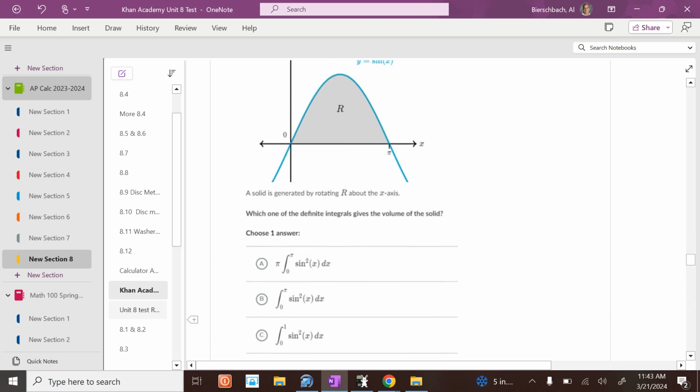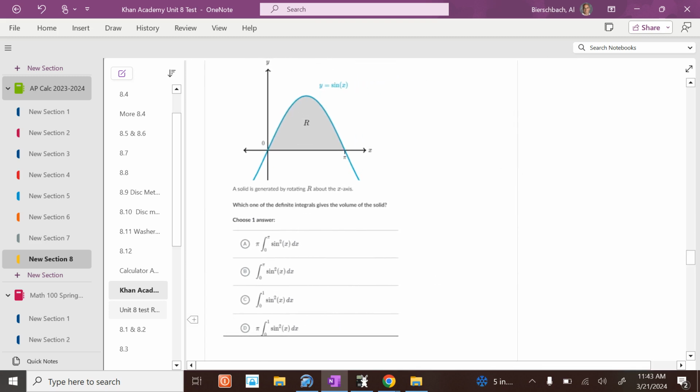Okay, this one. If you're rotating around the x-axis, you need a pi in front, and you're going from 0 to pi of the sine of x squared. So pi out in front, 0 to pi, sine x squared. There we go.